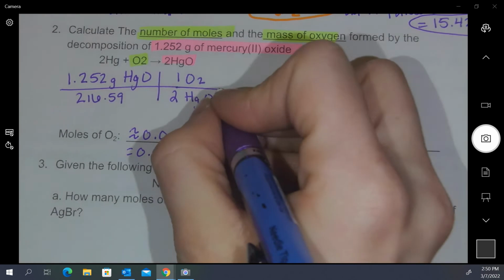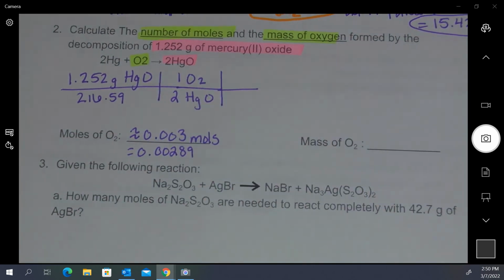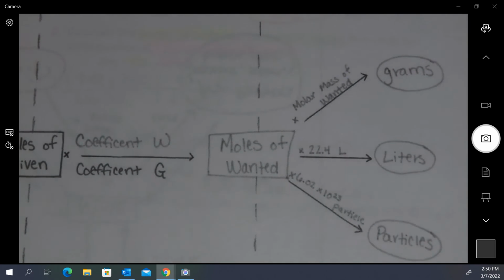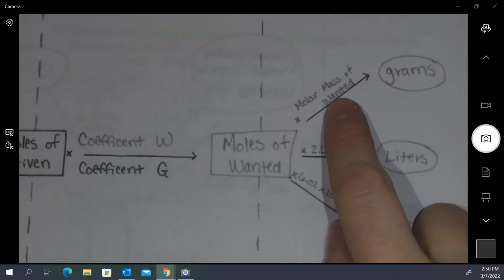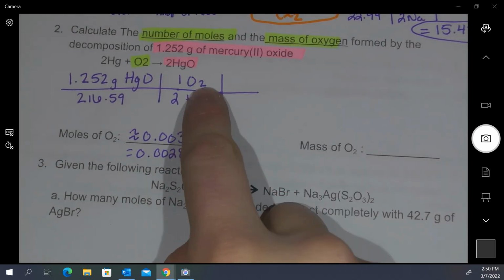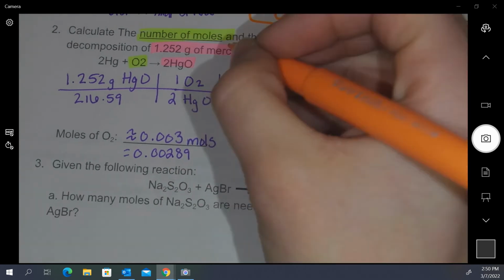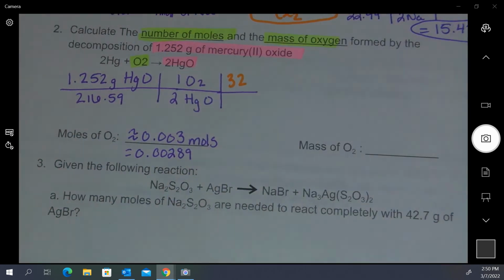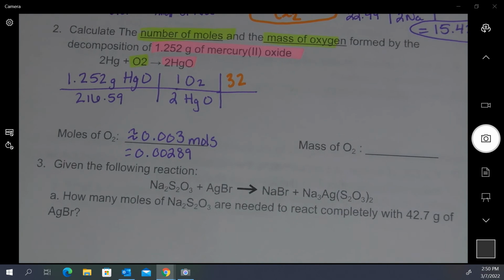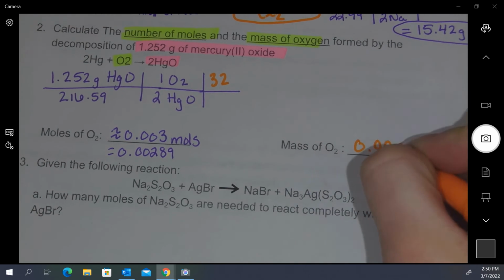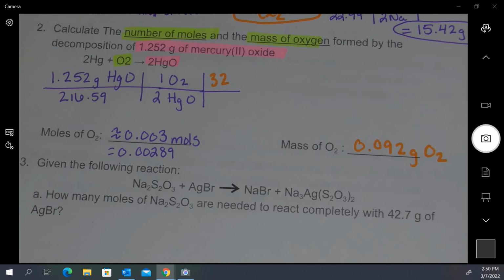All right, I also want the mass of oxygen. So what's the last step I need to do to get the mass of oxygen? Multiply by the molar mass of what I want. Oxygen is what I want, O2, 2 times 16 is 32. So we multiply that by 32, and I get 0.092 grams of oxygen.